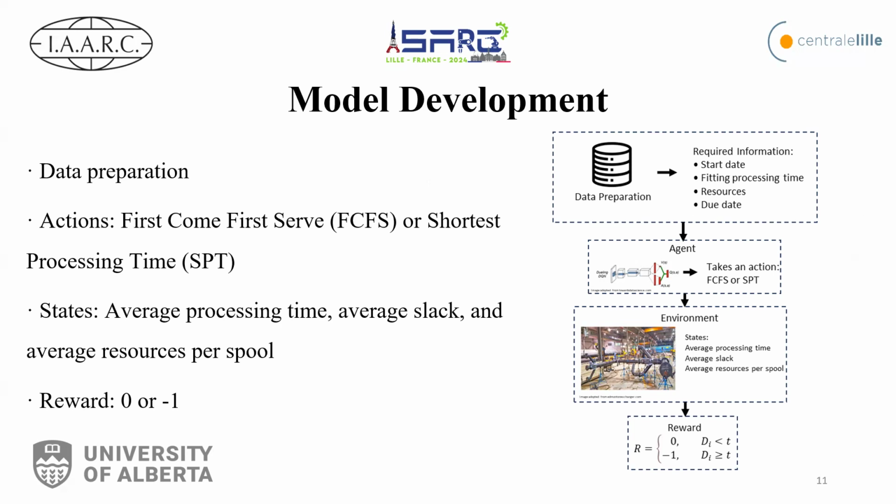Then we have the states that we are monitoring, and they are the average processing time, average slack, and average resources per spool. Finally, we have the reward function, and here we decided to focus on the number of spools that were fabricated within or after the due date. So our reward is either 0 or -1. 0 in case the spool is fabricated before or by the due date, and -1 in case the spool is finalized after the due date.